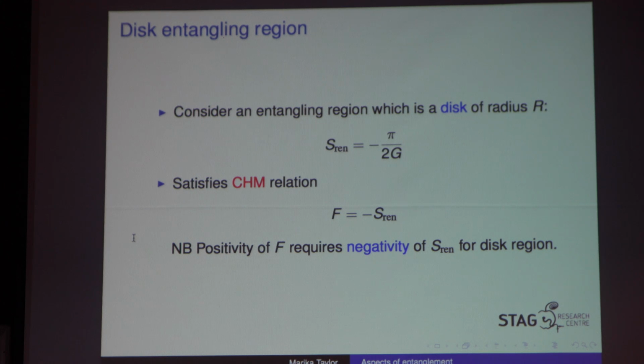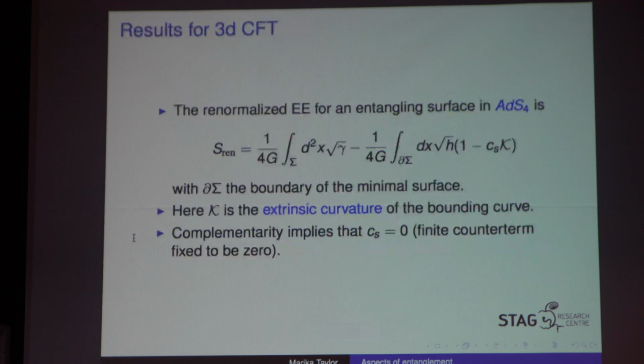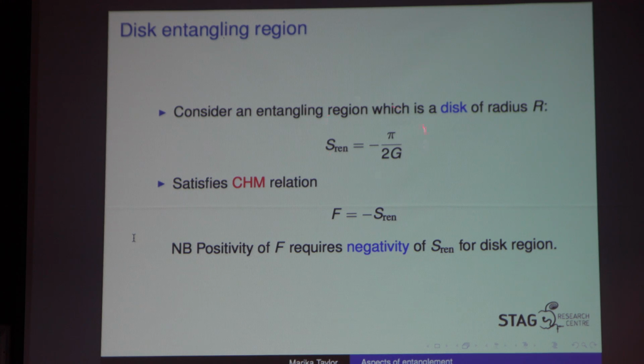Okay, so now let's calculate the entangling region for a disk of radius r. If we just plug it into this formula, you see that the radius r drops out, and you get that the renormalized entanglement entropy is just minus pi over 2G. And that's exactly what we expected, because the F quantity by the Casini-Huerta-Myers map was mapped to the entanglement entropy of the disk region. There was a minus sign in the map, actually. And so the positivity of F indeed required the negativity of the renormalized entanglement entropy. If you wanted to define a physical quantity, perhaps it would be precisely the minus of this, because it's counting the number of degrees of freedom. So minus the renormalized entanglement entropy counts the number of degrees of freedom.